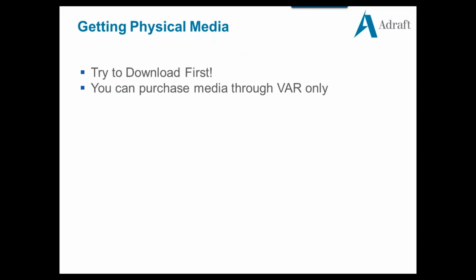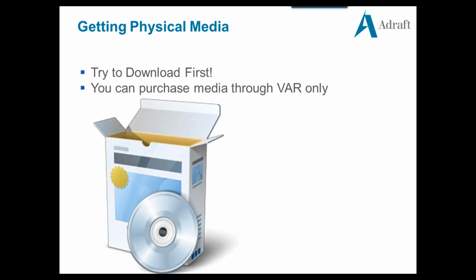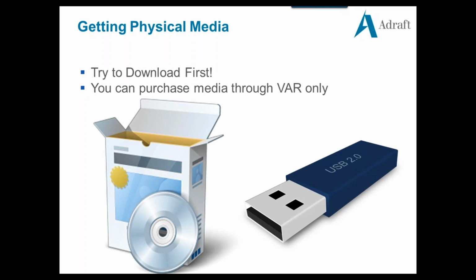Getting the physical media. The bottom line of this is to try and download it first. You can purchase media through the VAR now. In the past, with Subscription Center, you could do a request. At the beginning of Autodesk account a couple years ago, you could make a request. They have since taken that out, and so the best and the quickest thing to do is to download it. If you're having trouble with that, you can purchase it through us. Just contact your account manager. But that's how we have to run through the system that way.